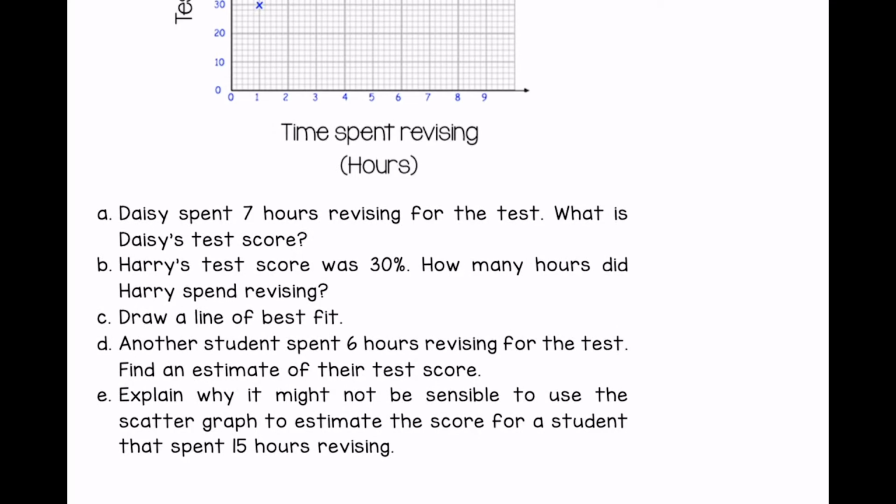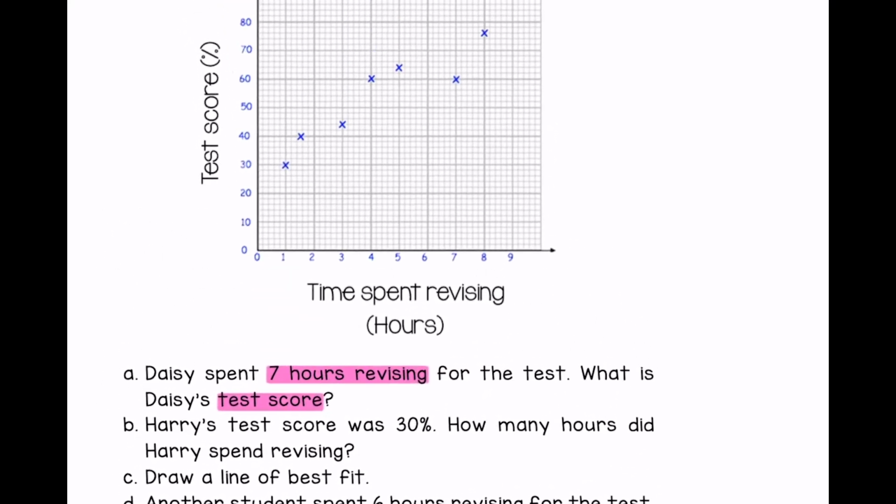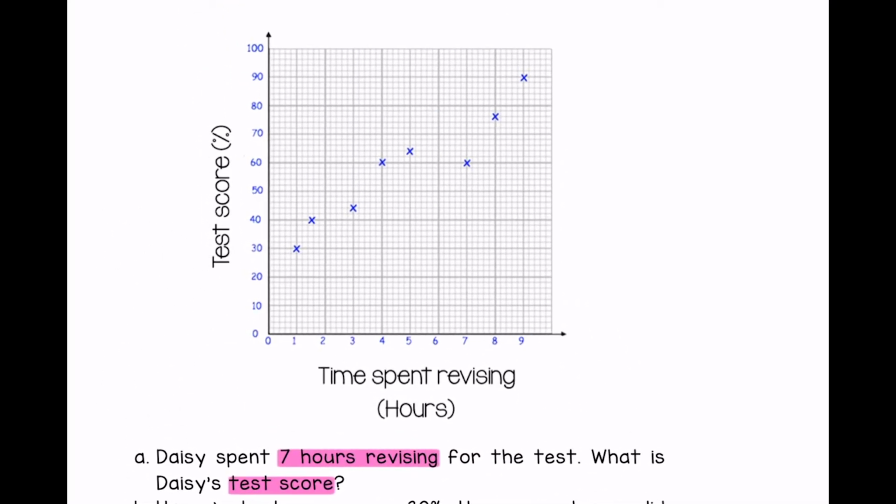Alright, the first question says, Daisy spent 7 hours revising. So she spent 7 hours revising. The question says, what is her test score? So we're going to go to the graph, and we're going to identify where 7 hours is.